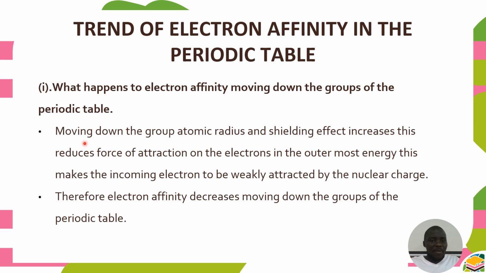Repeat, moving down the group, we expect the following to happen. Atomic radius increases. Why does an atomic radius increase? Because of the increase in number of electrons. Therefore, the number of energy levels is also going to increase. So if electrons are more, we expect shielding, where the inner electrons block the attraction to the outermost level electrons. Hence, if that atom is to attract the incoming electron, the electron will not be strongly attracted. Therefore, moving from top to bottom, electron affinity decreases.